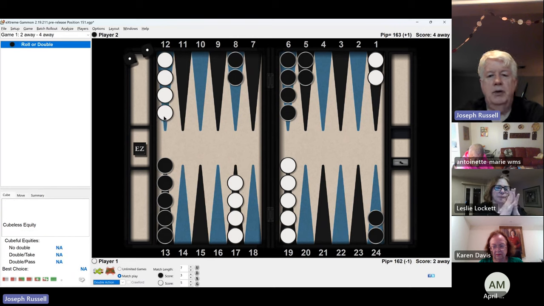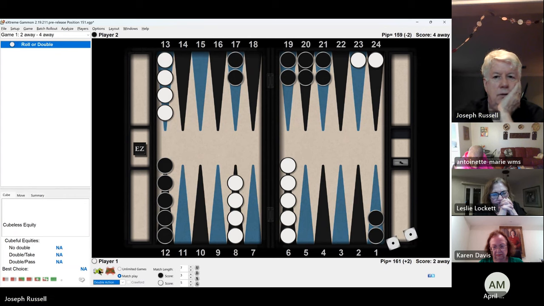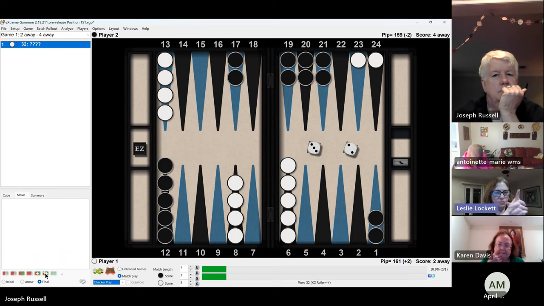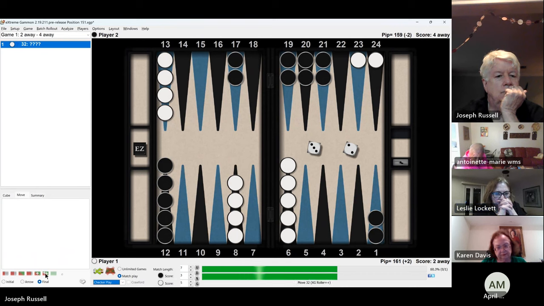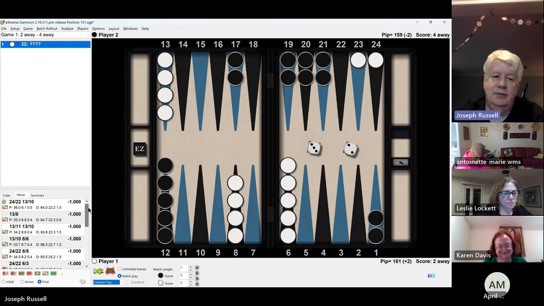So let's just say you opened with a 5-1 and your opponent didn't double. And let's say now he rolls double ones and does this. And now you roll 3-2, and it brings you down. No matter how you play it, it doesn't matter. It's a pass. A 3-point board's nothing.